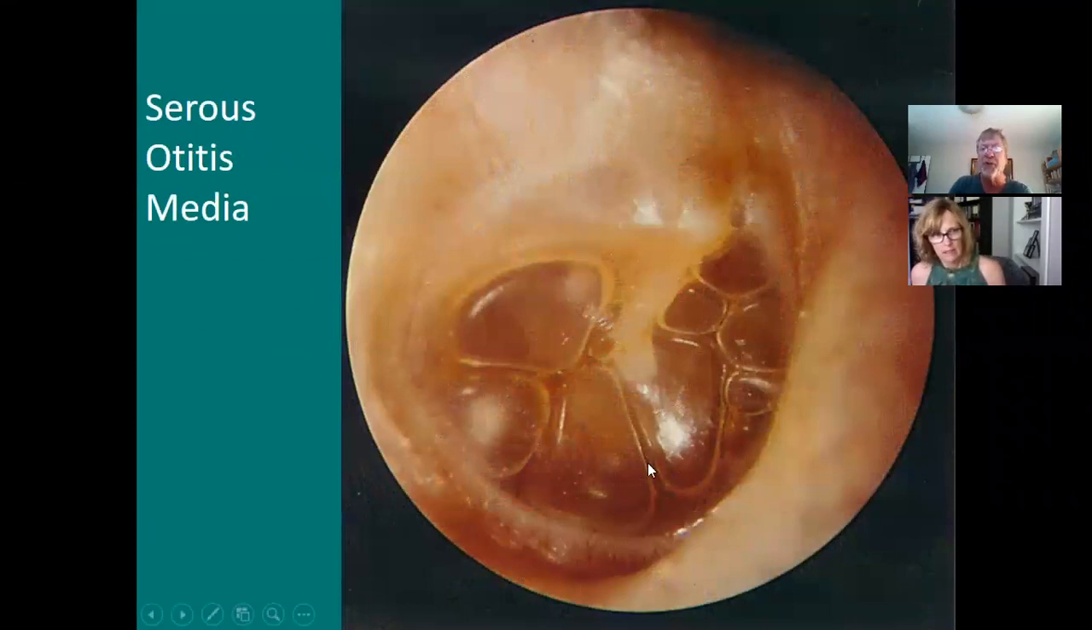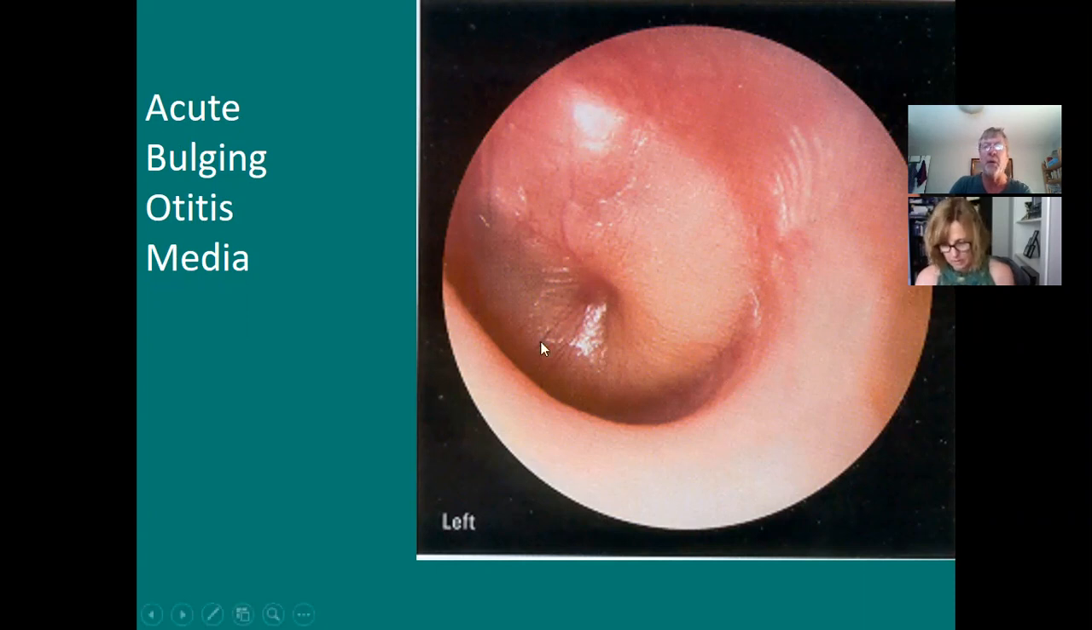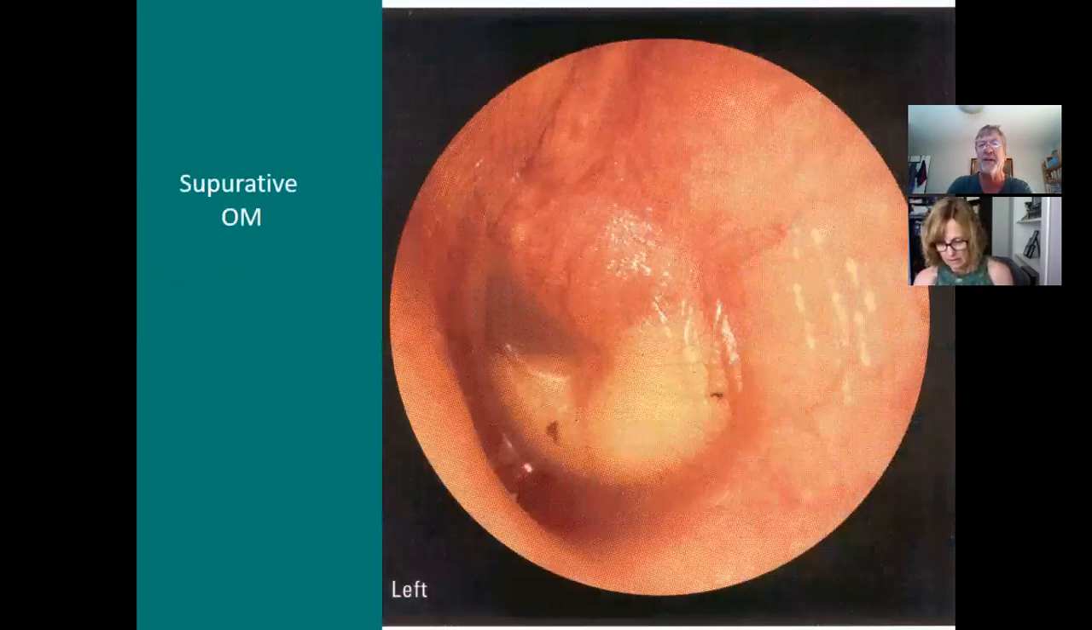Here's serous otitis media. Look at the bubbles. The fluid is clear. It's not infected yet. But look at this one. There's bulged otitis media, and the fluid is now white. Look at the umbo stuck right here. You can see the eardrum is just bulged. The umbo is not bulged as much, but the whole drum is just absolutely bulged. So that's advanced acute bulging otitis media.